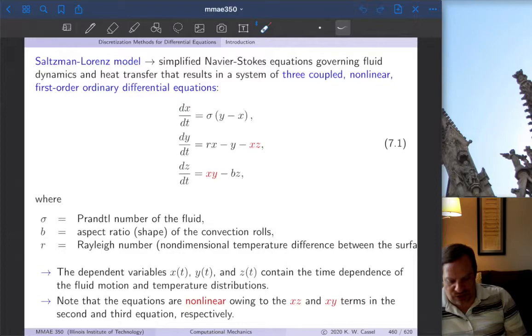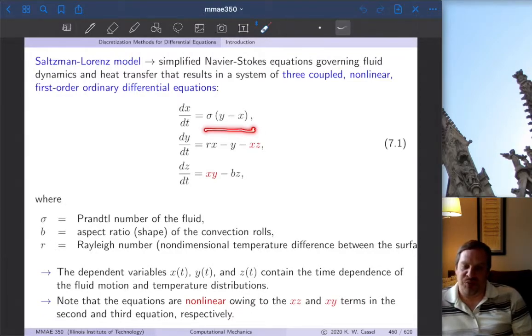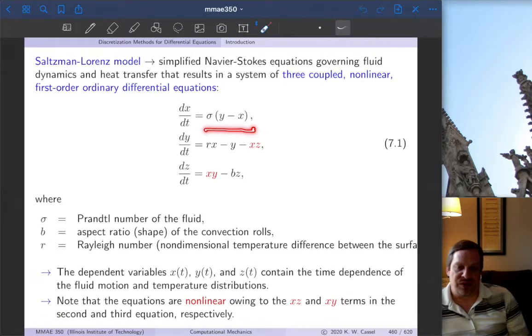Now, if you take a closer look at the first equation, for example, there's nothing nonlinear in there at all. It's just minus sigma x and plus sigma y. So that's linear. These two terms are linear, and this term is linear. The only nonlinear terms are these two. There's an x times a z and an x times a y.